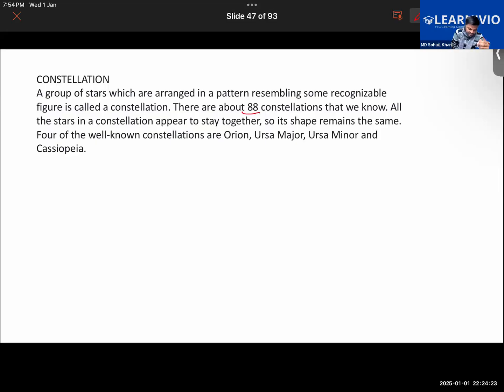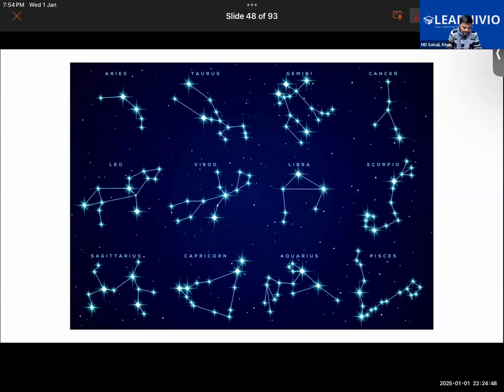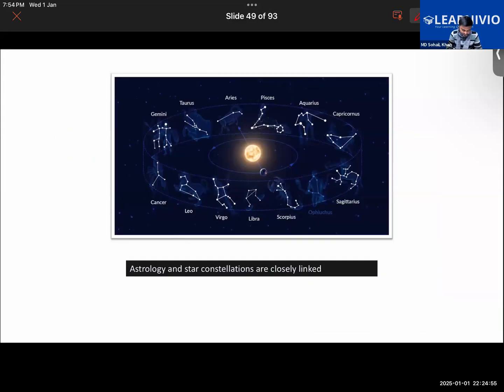All the stars in a constellation appear to stay together, so its shape remains the same. Four of the well-known constellations are Orion, Ursa Major, Ursa Minor, and Cassiopeia. Getting it? That is one thing. So all the stars appear to stay together. They do not move farther away from one another, like they are at a fixed distance from one another. That is one thing. So you can take a look at some of the constellations over here.